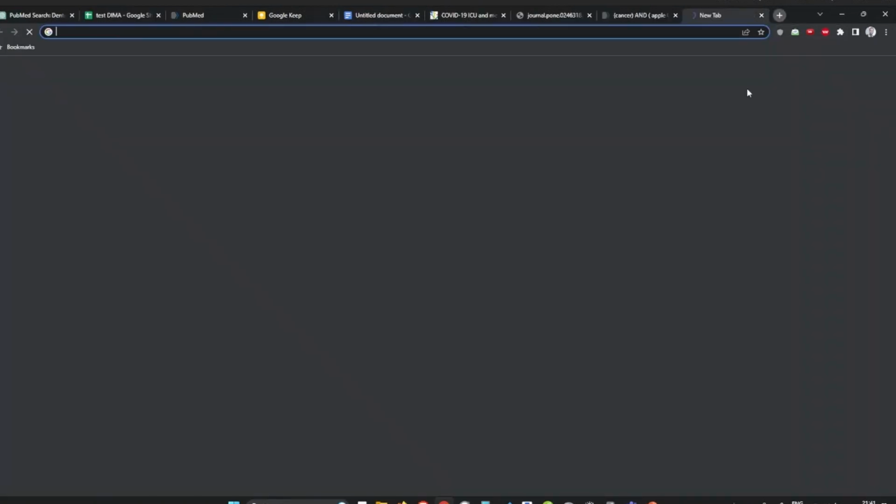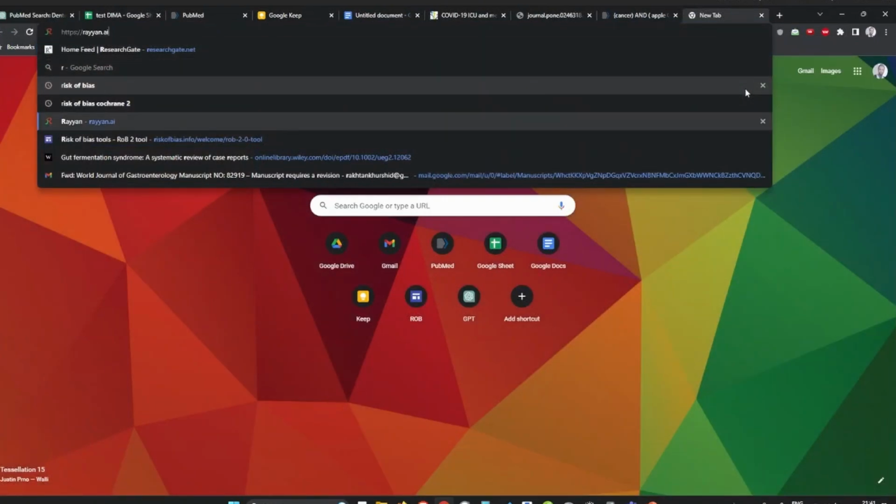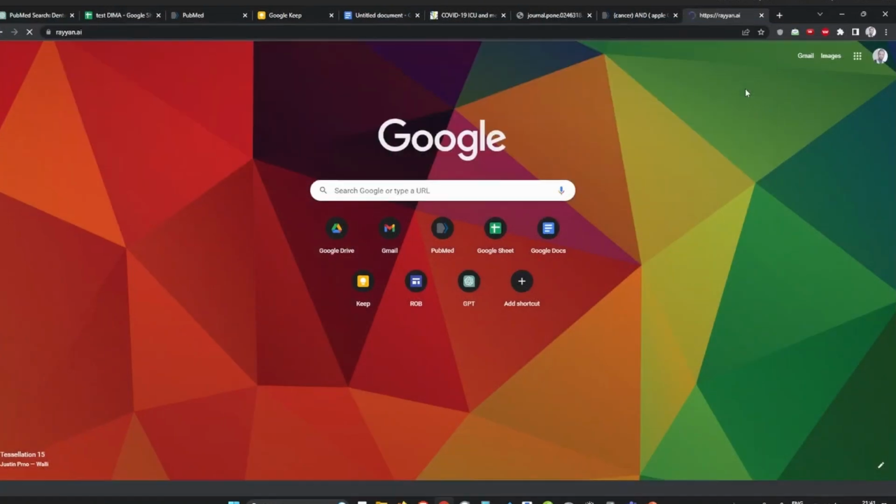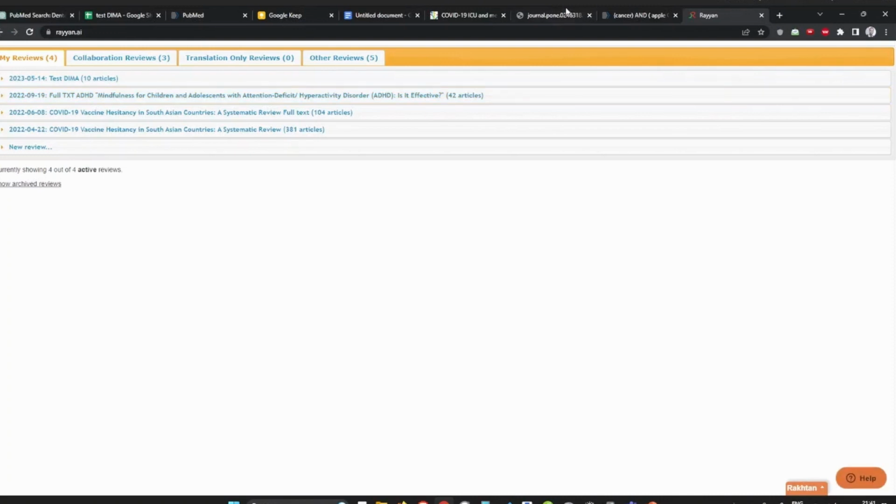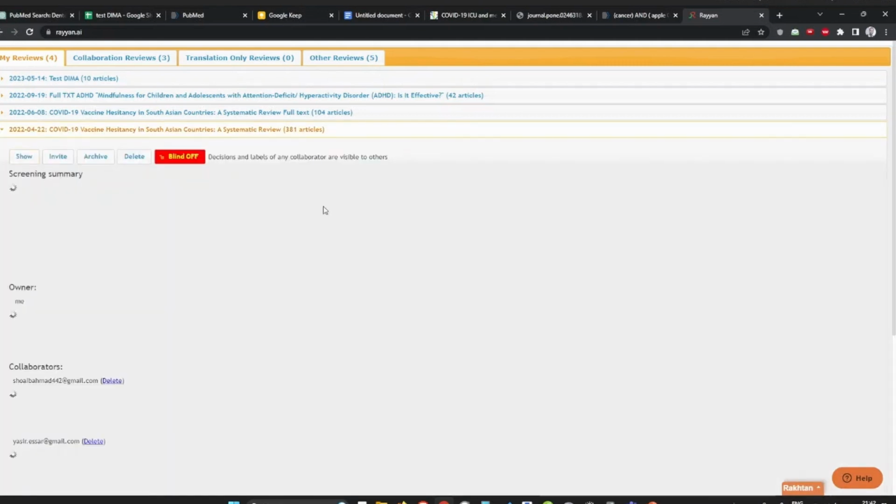Now what we can do is the same thing with a software. This is an online software which we call Rayyan.ai. For example, we had a narrative review on COVID-19 vaccine hesitancy in South Asian countries. After doing the full text screening, after collecting the papers from different databases, we put all those papers in Rayyan directly.